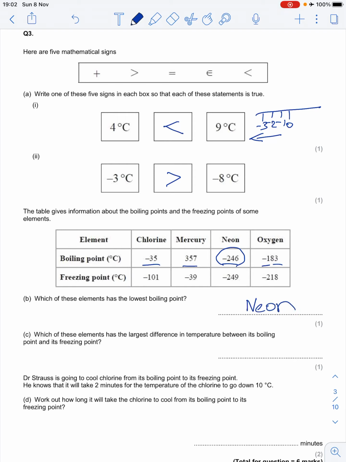Part C, which of those elements has the largest difference in temperature between its boiling point and its freezing point? We want to see which one has the biggest difference between the boiling and freezing point. We find the difference simply by subtracting them from each other. So we're going to subtract minus 35, subtract minus 101. We basically just type into our calculator minus 35 minus minus 101.